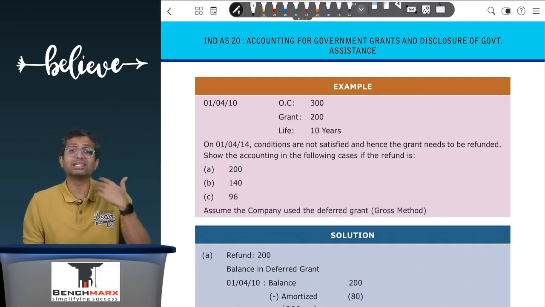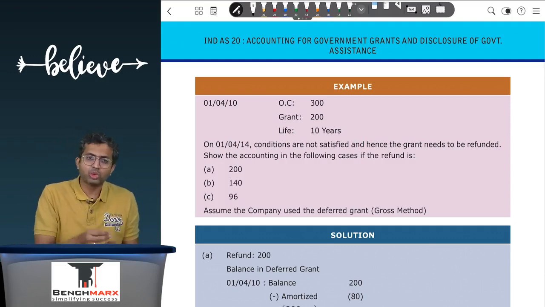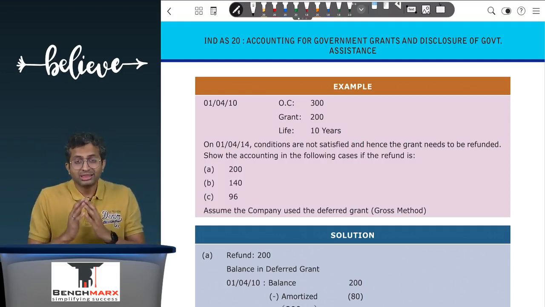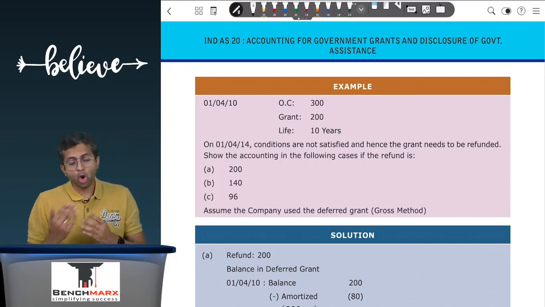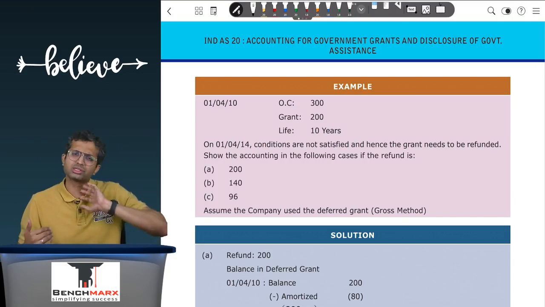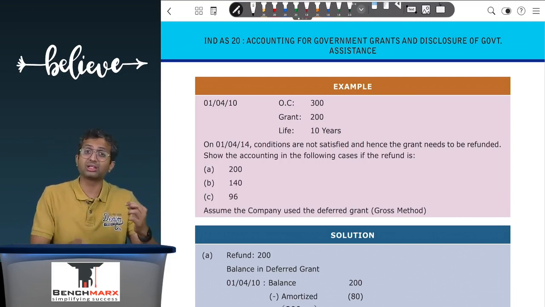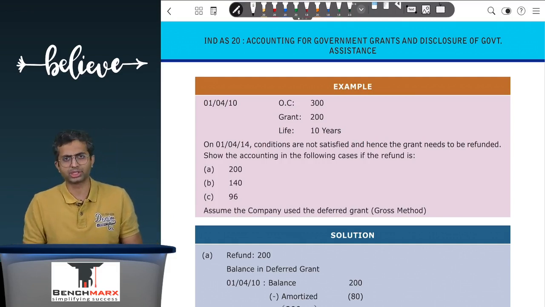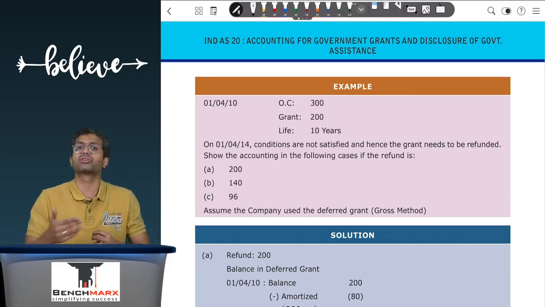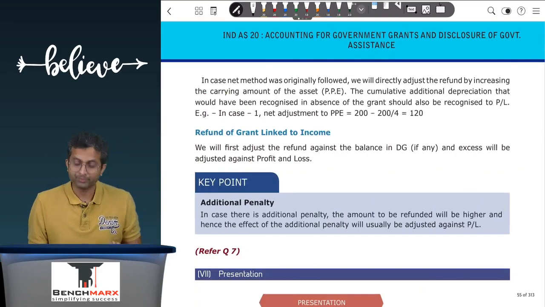Same is the logic for income linked grants, where if it was an unconditional grant, it would have been taken into the P&L account, and if this grant for whatever reason has to be refunded, then you will debit the P&L. Or if it was a grant which was linked to future expenses, which was initially recorded in deferred grant and then amortized, the law is still the same. You first adjust the refund from the balance in the deferred grant, and then excess, if any, will be taken to the profit and loss account. Sometimes it might happen that the refund comes with an attached penalty, that is an excess amount over what you have even received. Then that penalty will typically go to the profit and loss account only.